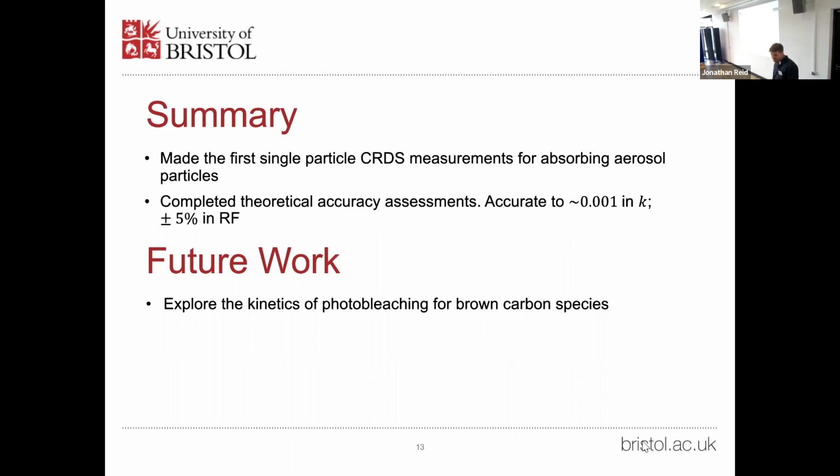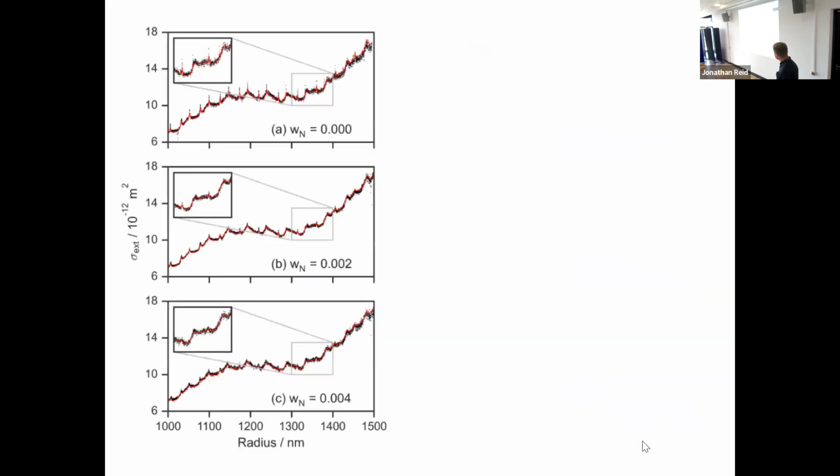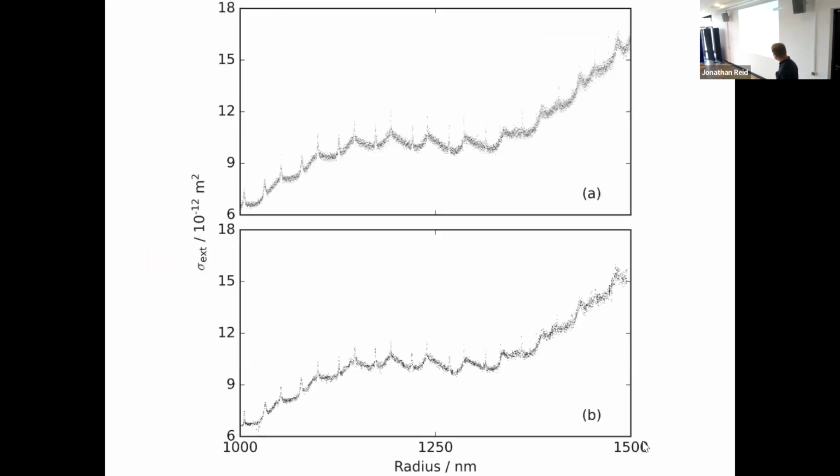Just looking at your experimental extinction cross sections, it always seems that you have a bit more noise. It's quite subtle, a bit more noise at the larger particle sizes. Yeah, it's very subtle, but I was wondering if you could give that a go.